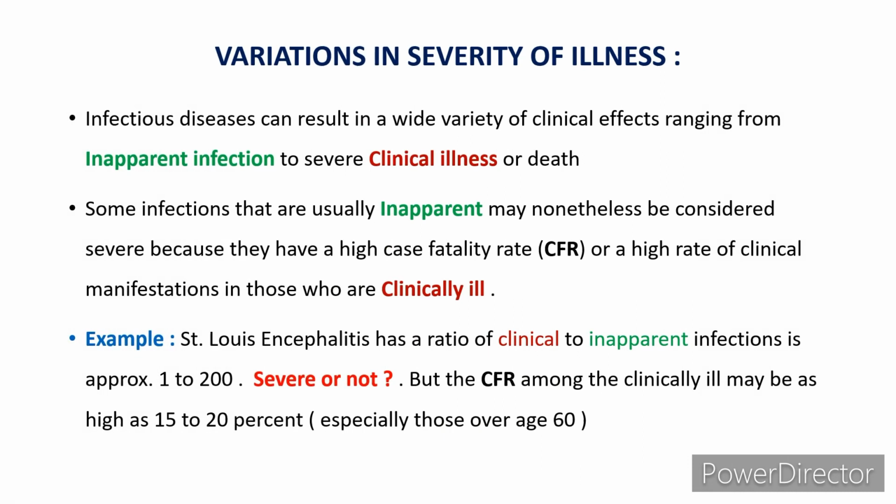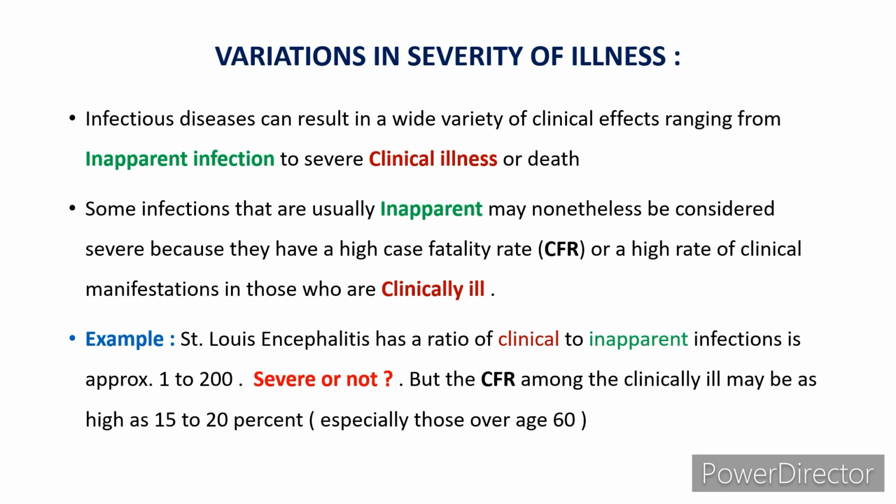So basically, infectious diseases can result in a wide variety of clinical effects ranging from inapparent infection to severe clinical illness or death. So these are the three outcomes of any disease, right? The disease can remain inapparent, that means it does not manifest disease, or the disease can lead to clinical illness and finally death. Some infections that are usually inapparent, that is, they do not manifest disease, may nonetheless be considered severe because they have a high case fatality rate or a high rate of clinical manifestations in those who are clinically ill. Let's see this with an example.